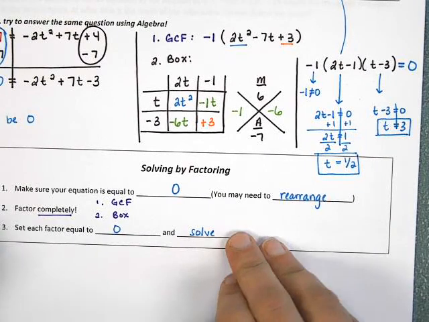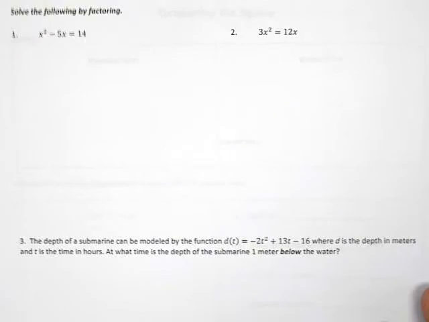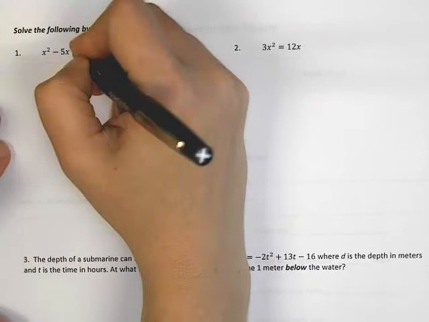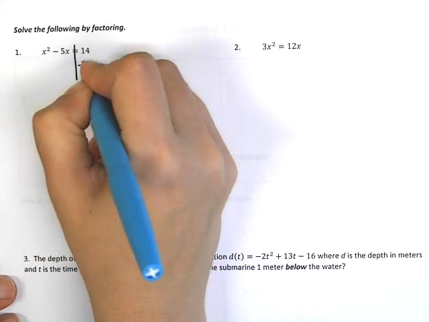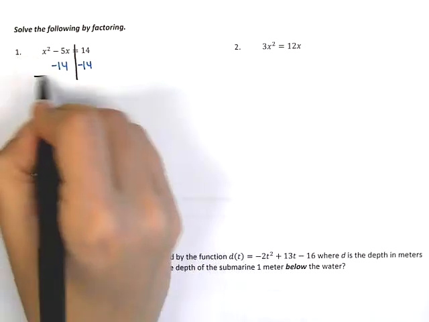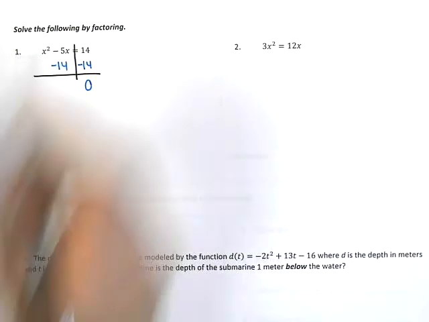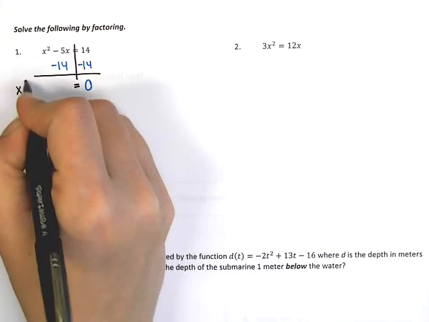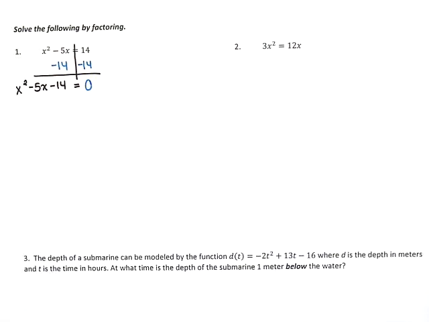Let's go ahead and look and see some examples that we might need to know how to do. So for problem number 1, it just says solve by factoring. If I'm going to solve this by factoring, my first step is to get this equation to equal 0. So because it equals 14 right now, I'm going to subtract the 14 on both sides in order to make the right-hand side become a 0. Now on the left-hand side, there are no like terms that can be combined. So I'm just going to copy down the x squared, the minus 5x, and the minus 14.